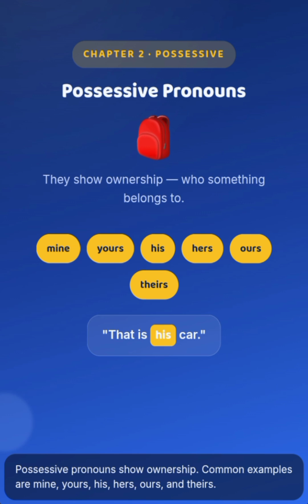Possessive pronouns. They show ownership, who something belongs to. Mine, yours, his, hers, ours, and theirs. Example: that is his car.